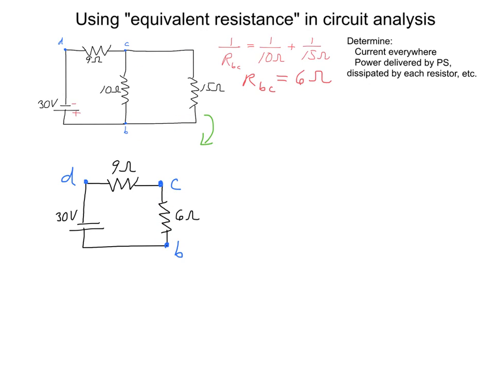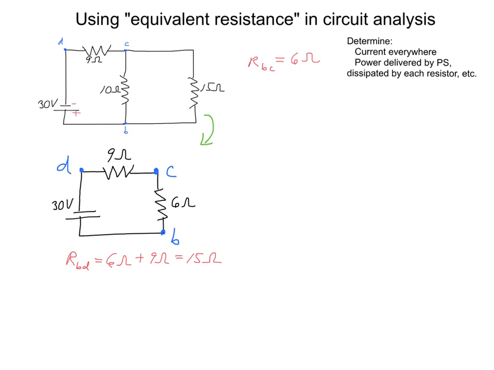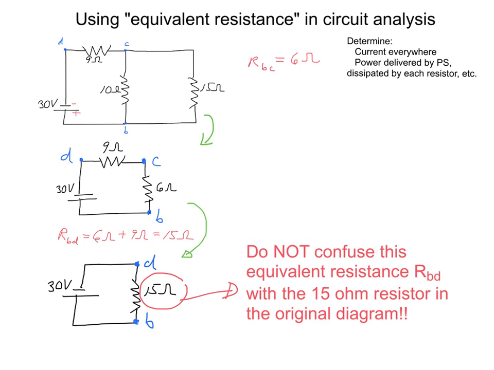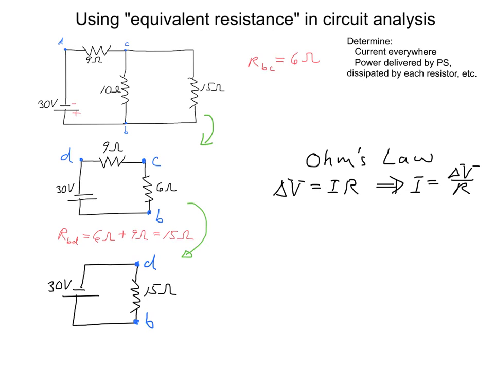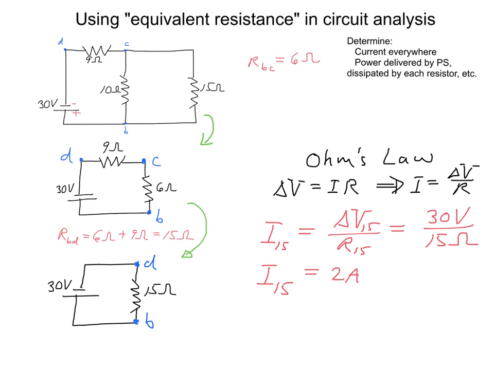6 ohm resistance. Now we note that this 6 ohm resistor is in series with the 9 ohm resistor, so we can use the series resistance formula to find the equivalent resistance between points B and D, and that will be 15 ohms. That means we can replace these two actual resistors between points B and D with a single 15 ohm resistor. Now we can use Ohm's law to find the current flowing into and out of this equivalent 15 ohm resistance. That works out to 2 amps.